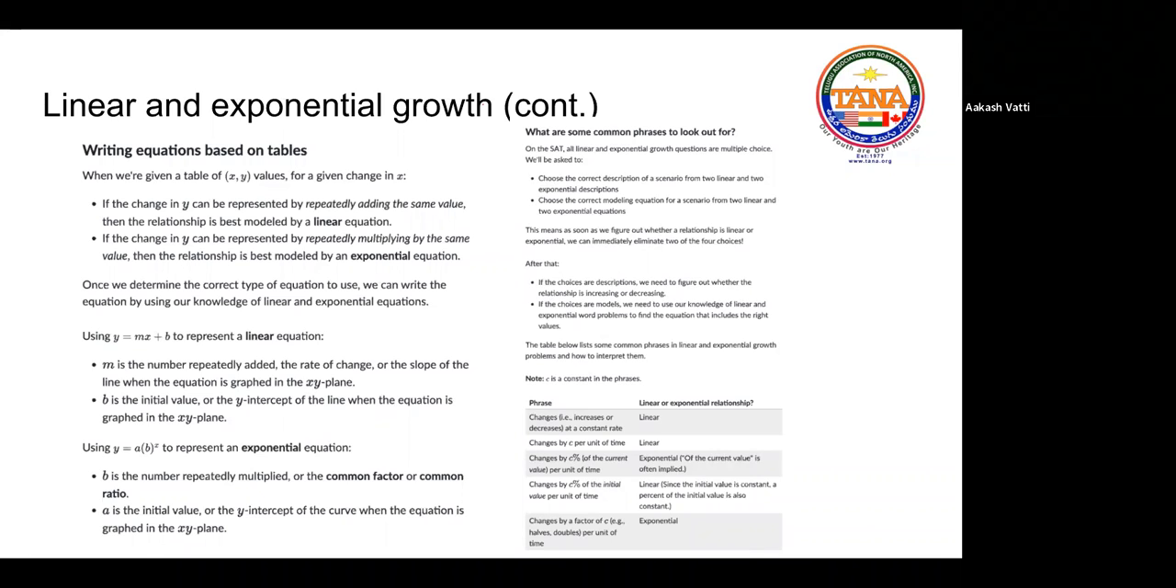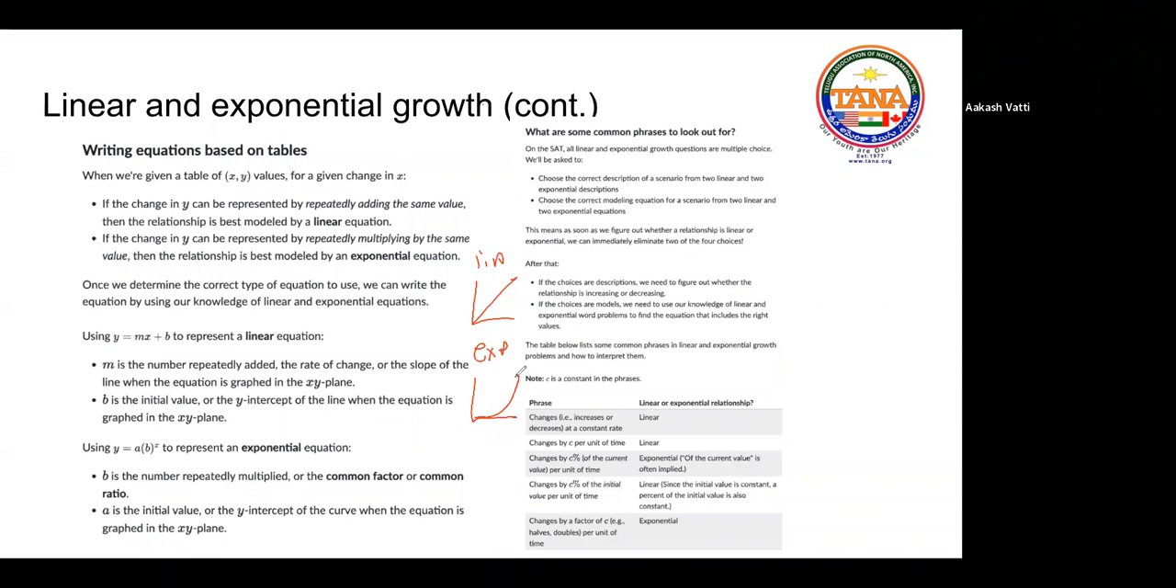Once we determine the correct type of equation to use, we can write the equation by using our knowledge of linear and exponential equations. The simple equation y equals mx plus b is a linear equation. Again, here's a small graph of linear versus exponential. This is linear, and this is exponential.